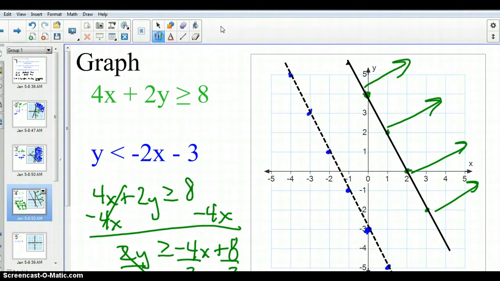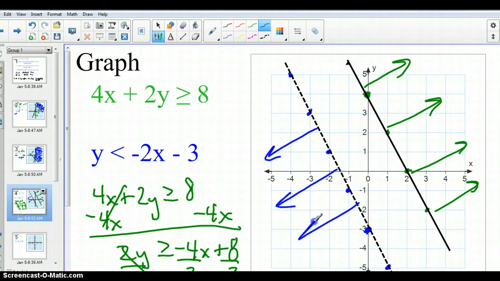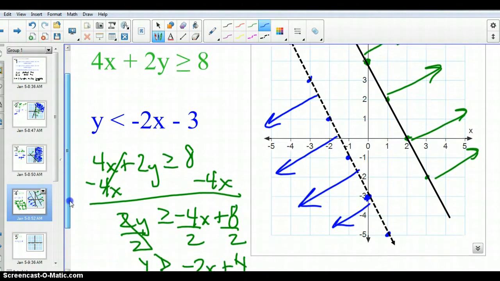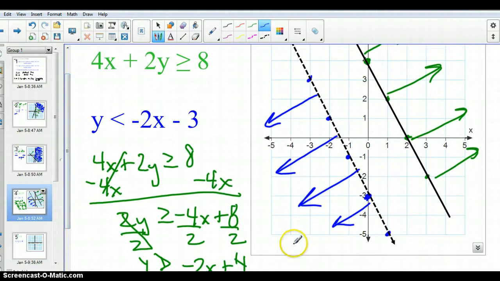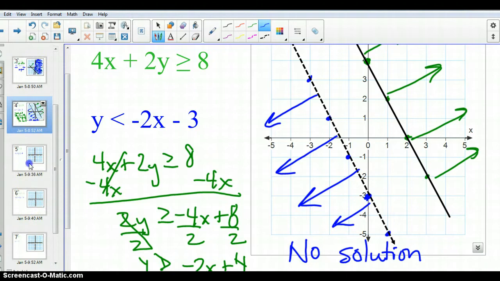And now figure out which way to shade it. Well, we want the numbers less than it, so will they be above that line or below it? They'll be below that line. So do these two graphs, will they ever cross? No, they won't. So our answer would be no solution. Remember, no solution, if lines are parallel, they will never touch each other. Now for this, our graphs are going away from each other. Their shaded regions are away from each other, so they will never cross.